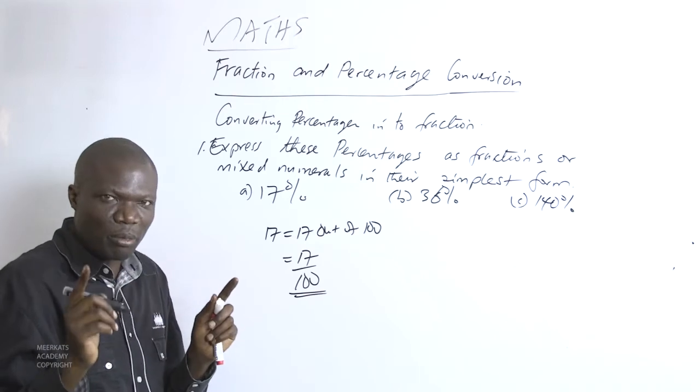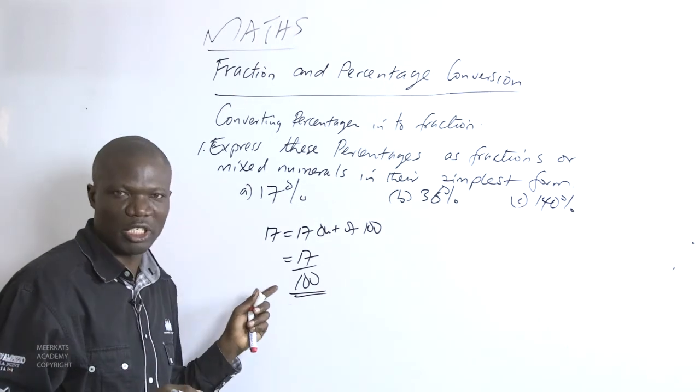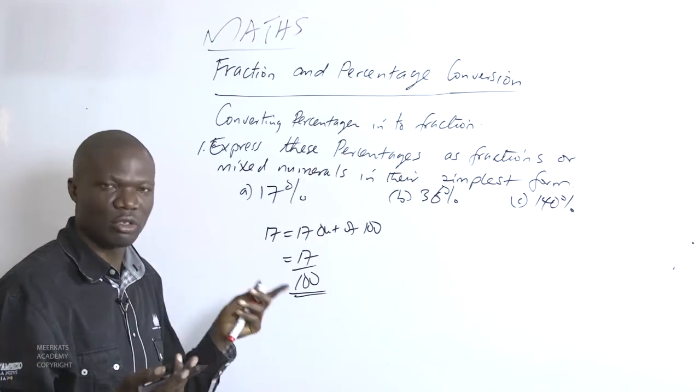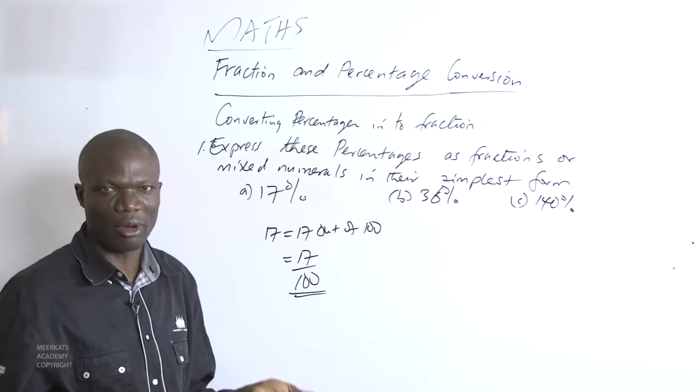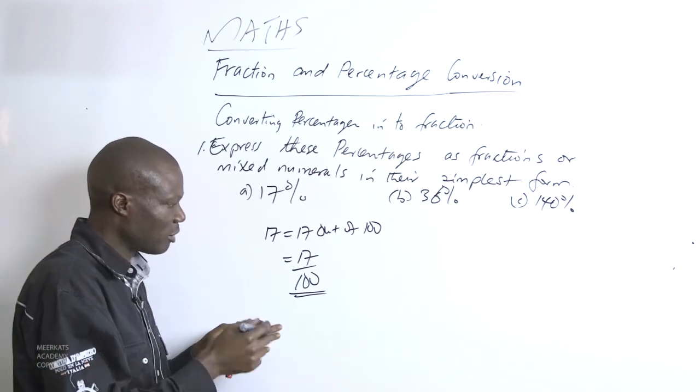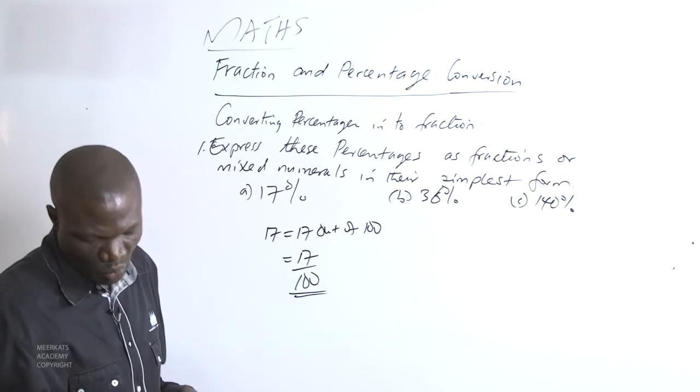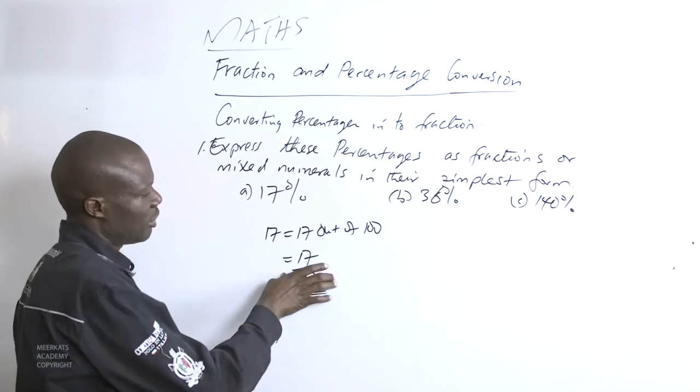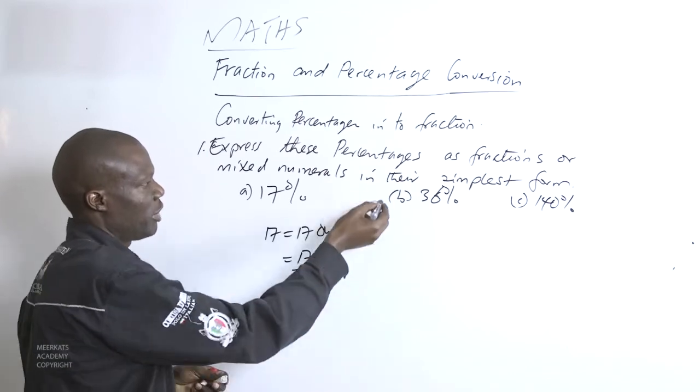Now, simplify where possible. 17 is a prime number. It has got only 2 factors. So it's not a multiple of 100. So the answer remains 17 over 100. So this is a fraction on its own already.